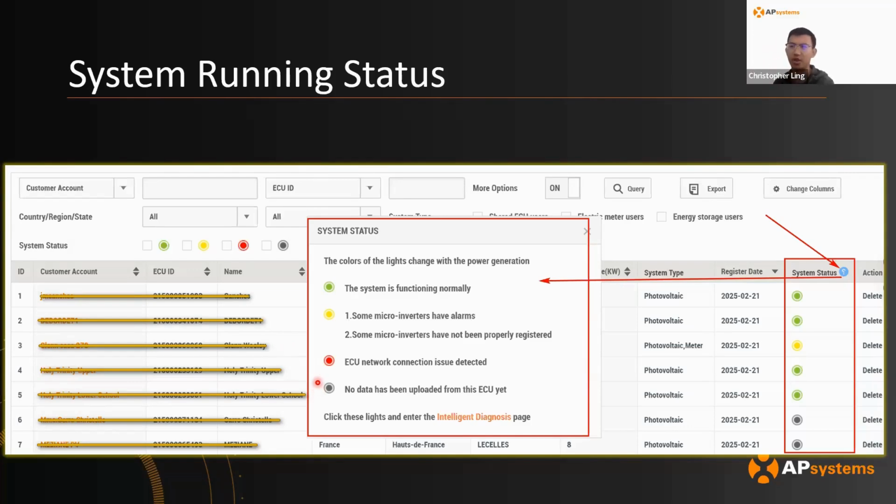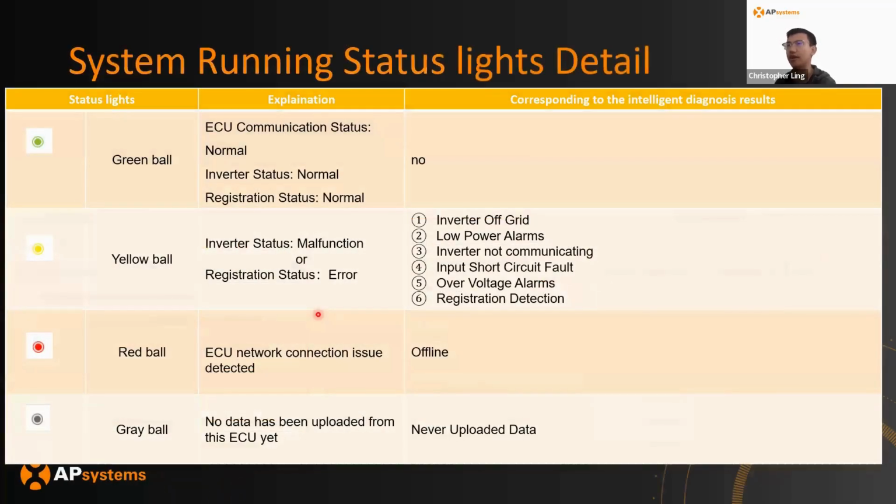So the first class of issues, where we're talking about the ECU, are usually the red ones. And the yellow ones, where we talked about the ECU microinverter related issues. So that's outlined over here. Green is everything is normal. Yellow is that there's something up with the inverters themselves. Red means that the ECU is offline, and gray means that it has never uploaded data.